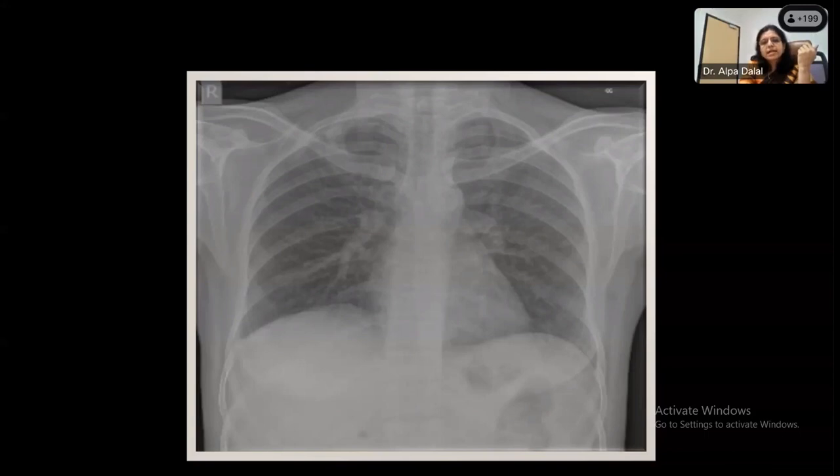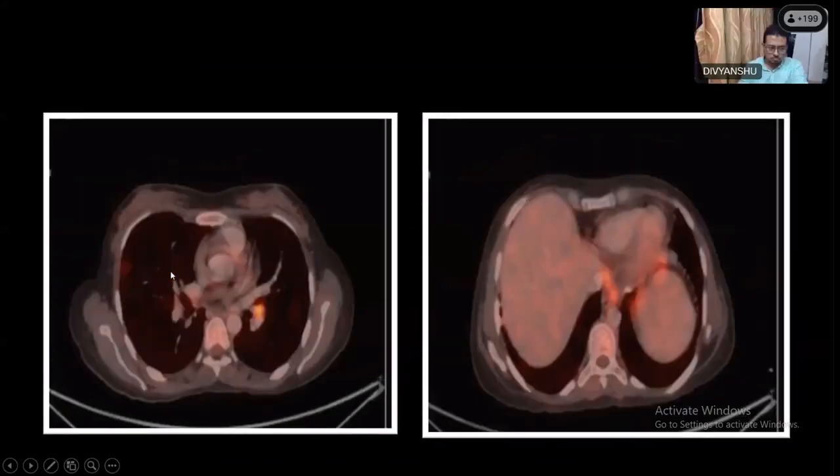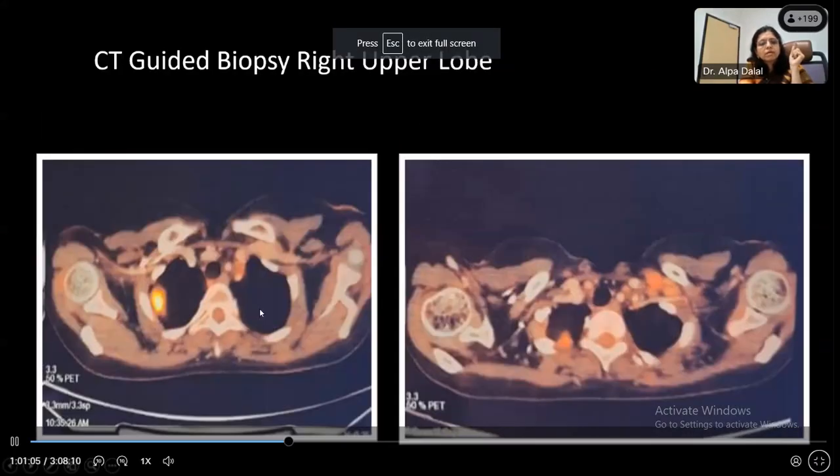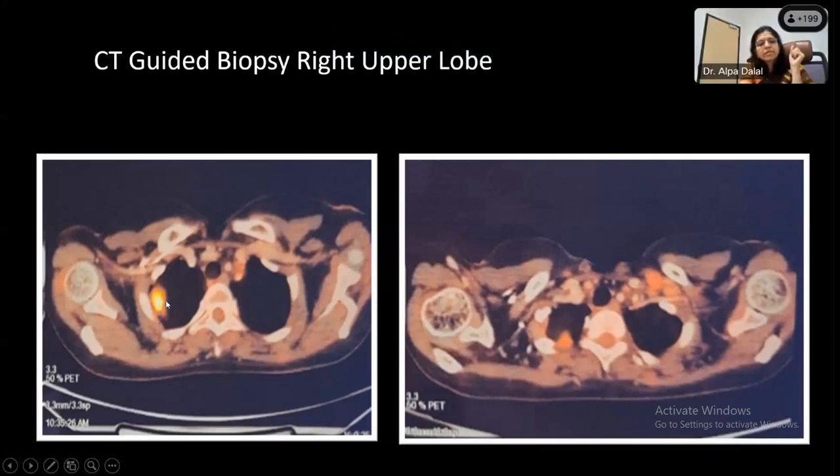So we did the PET scan. And you can see here, there is this right upper lobe lesion, which is showing a good uptake. Her SUV was pretty high, more than 8. You can see here the hilar lymph node, which is having uptake, which was not evident on the chest X-ray. And this is the same lesion in the right upper lobe. So ultimately, we decided to biopsy this lesion, do the histopathology and send it for GeneXpert.